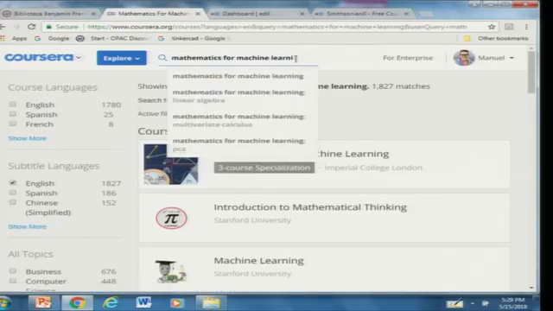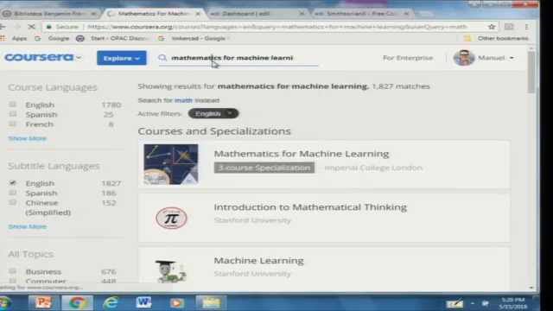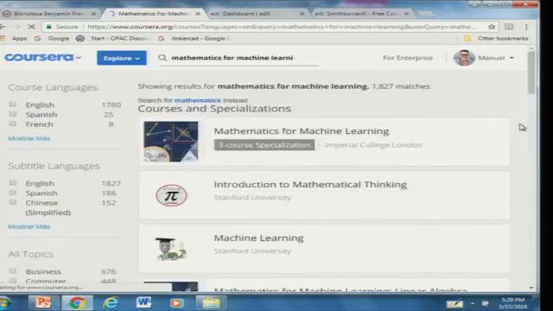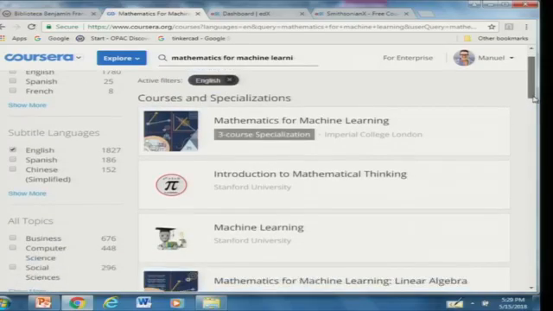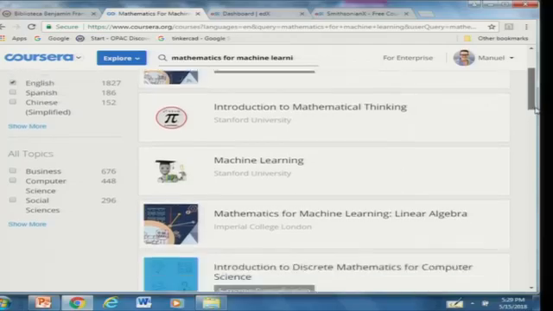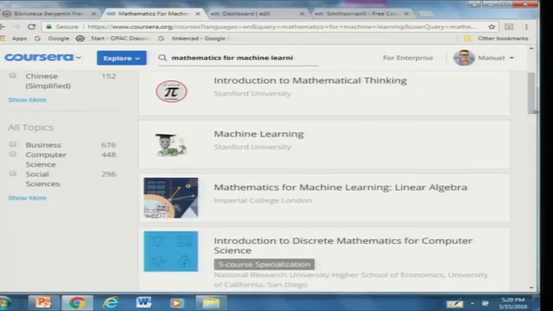So there are a couple things. Hold on, I don't know why it went to machine learning. Okay, it's not letting me do it, but here you can see all of the different offerings that are offered by U.S. and international universities.